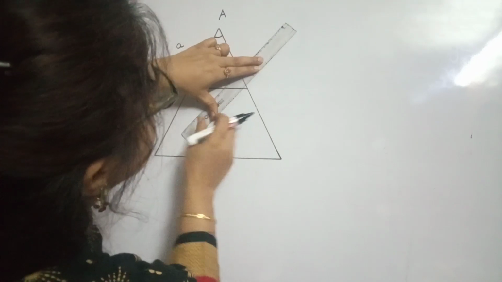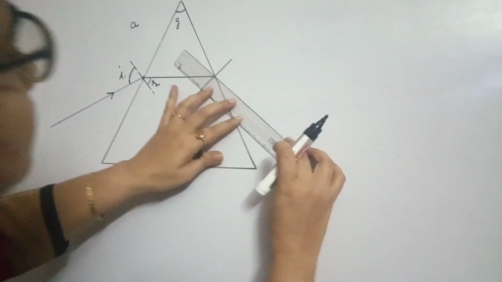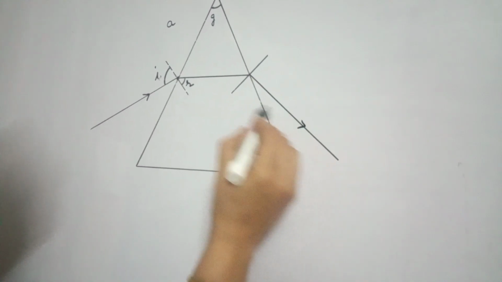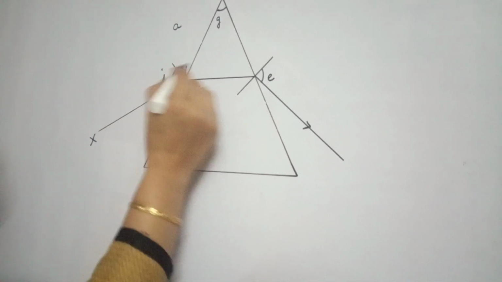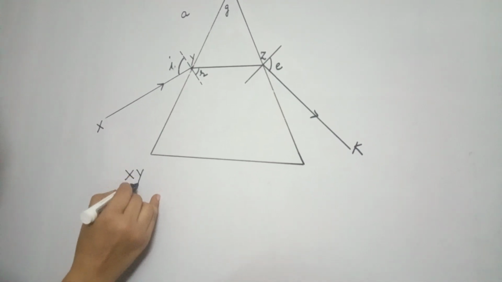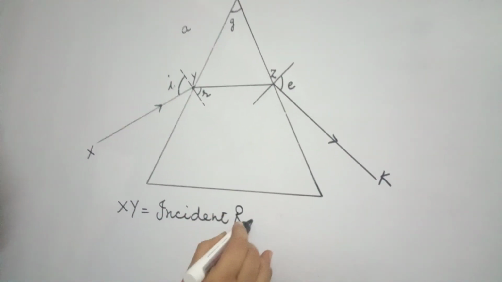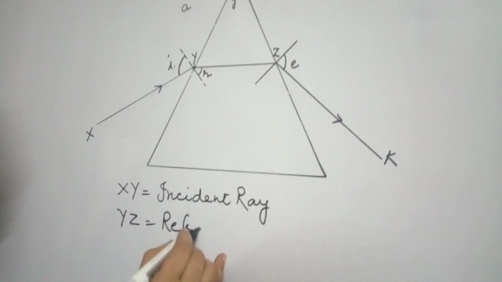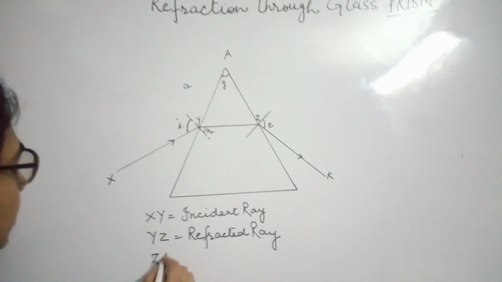Further, glass to air, it bends away from the normal, number one. Number two, towards the base of the prism, like this. So this is angle E. Now if I consider this X, this Y, this Z and this K, then in this case XY is the incident ray, YZ is the refracted ray and ZK is the emergent ray.